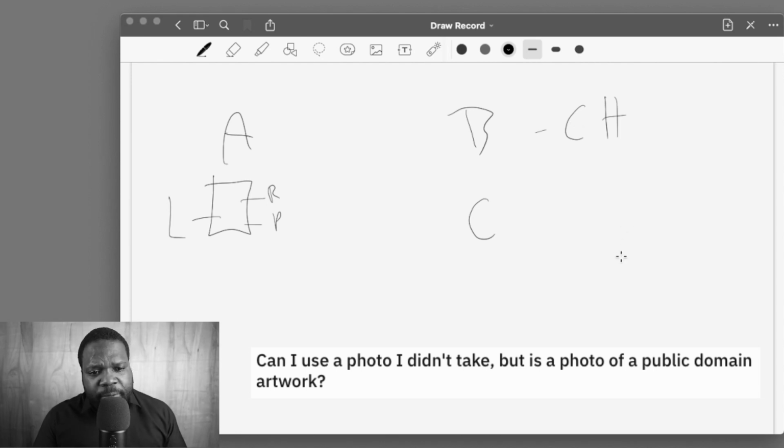When we look at this, we need to figure out, is the artwork really in public domain?